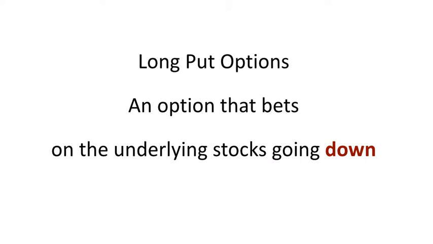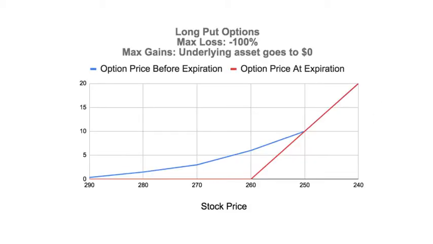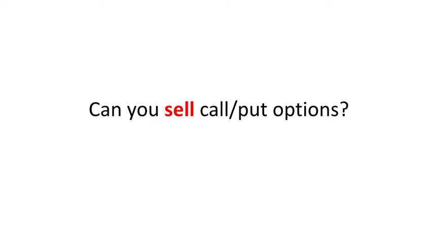On the other hand, a long put option is a strategy that bets on the underlying stock or asset going down. Looking at this chart again, the stock price direction is now reversed. So your profits will be maximized when the stock price drops all the way to zero. So it's kind of unlimited. And your max loss again is 100%. That means if the stock price continues to go up, you're going to lose 100% of your put option.